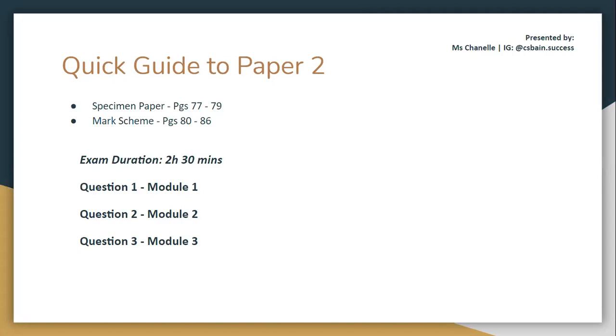The exam itself is three questions, and the entire exam should take you 2.5 hours, which means that you've got about 50 minutes for every single question. I suggest you consider it as 50 minutes for each question. Question one is going to focus on module one. Question two is going to focus on module two, and question three is going to focus on module three. So it's very structured like that.